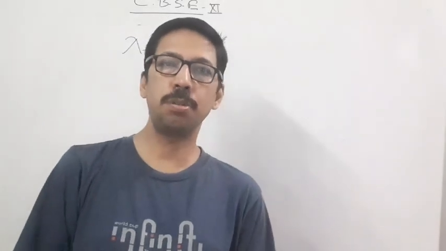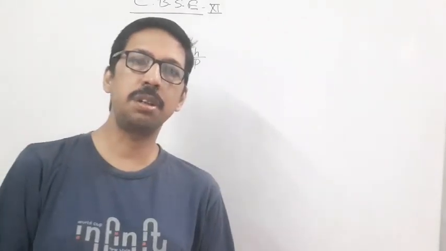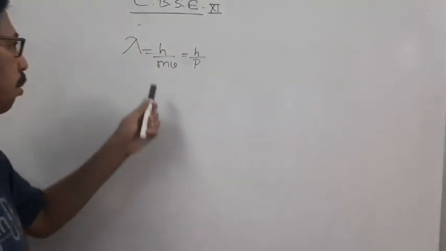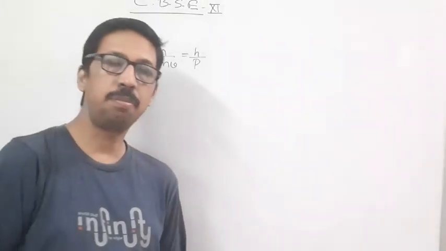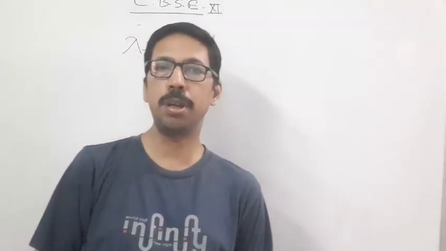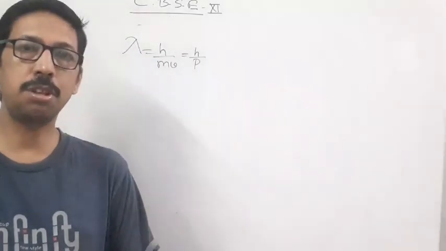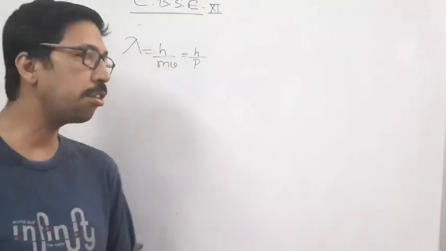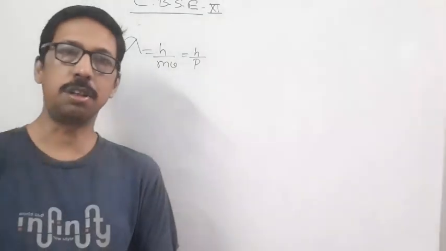And de Broglie proposed an equation to describe the dual nature of matter, better known as de Broglie's equation. And this equation is lambda is equal to h by mv. Lambda represents wavelength, it is a property of wave. h is the Planck's constant, m is the mass of the particle like an electron, and v is the velocity. Mass is the property of particle.